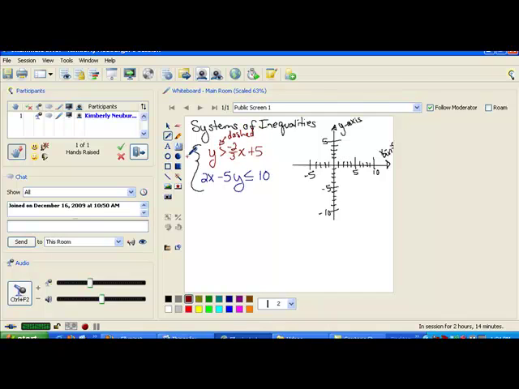Now, I notice since it's in slope-intercept form that this 5 down here would be the b. The b is where we begin. It's our y-intercept, which will be 0, 5. So since that's where we're going to begin, I'm going to go ahead and put a point there and label it as 0, 5.